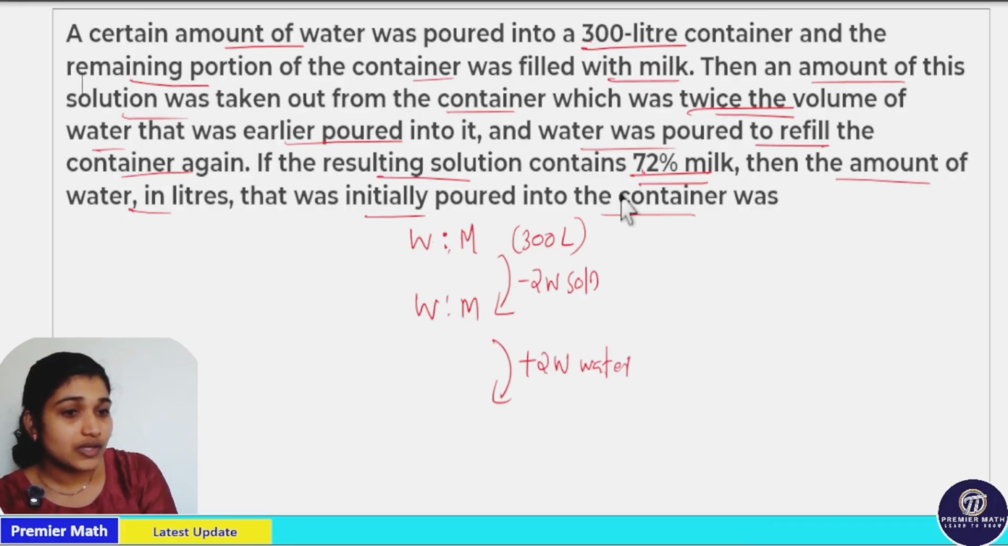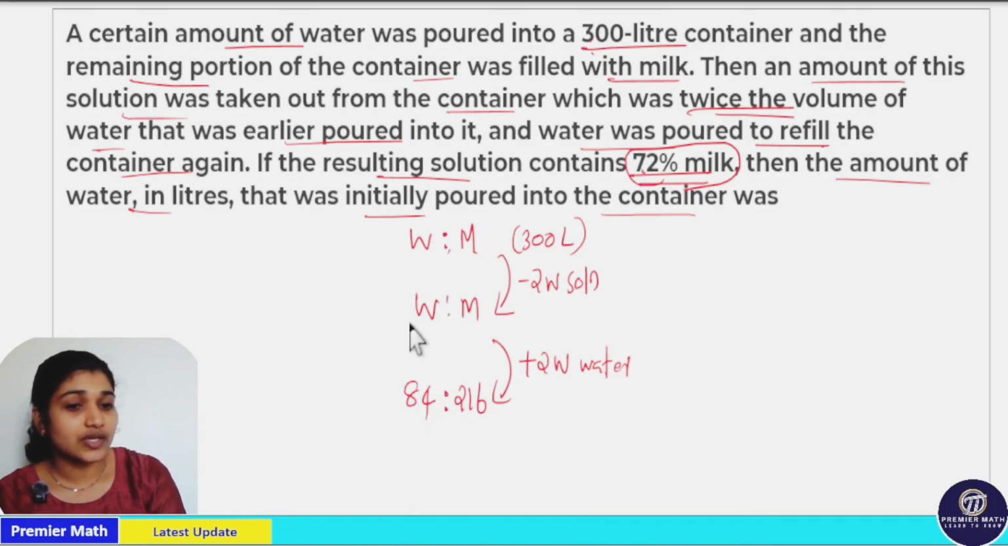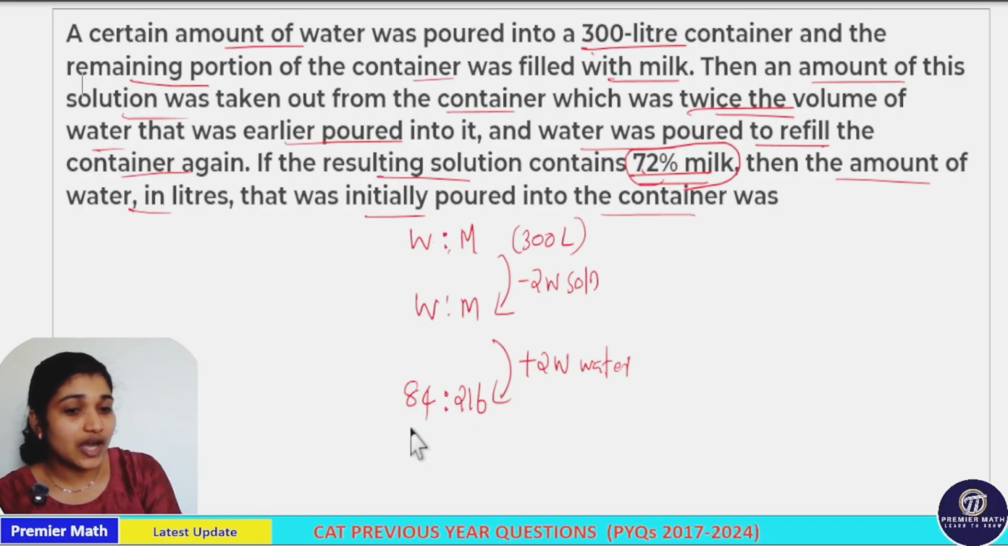After this process, the solution will contain 72 percent milk. So 72 percent milk means 72 percent of 300, which is 72 into 3, 216 liters of milk. Then the remaining 84 liters will be the water part. Total 300 liters. Now here 84 and 216 are the correct quantities.